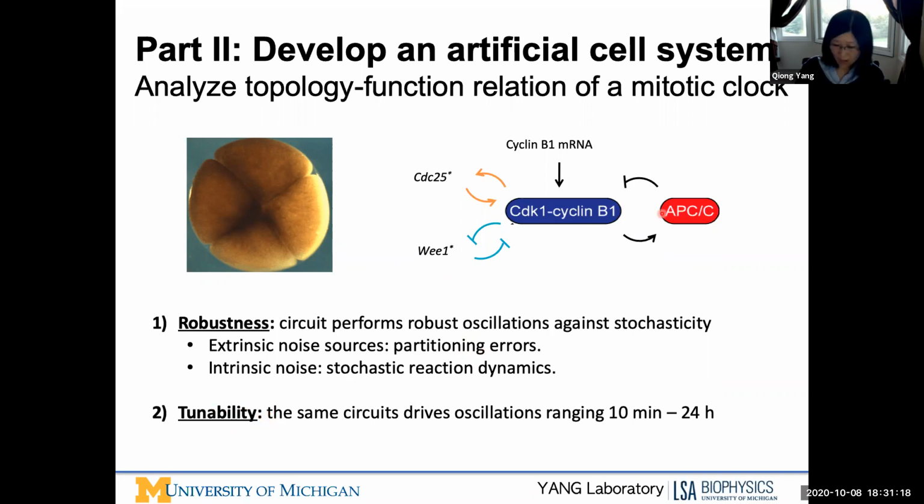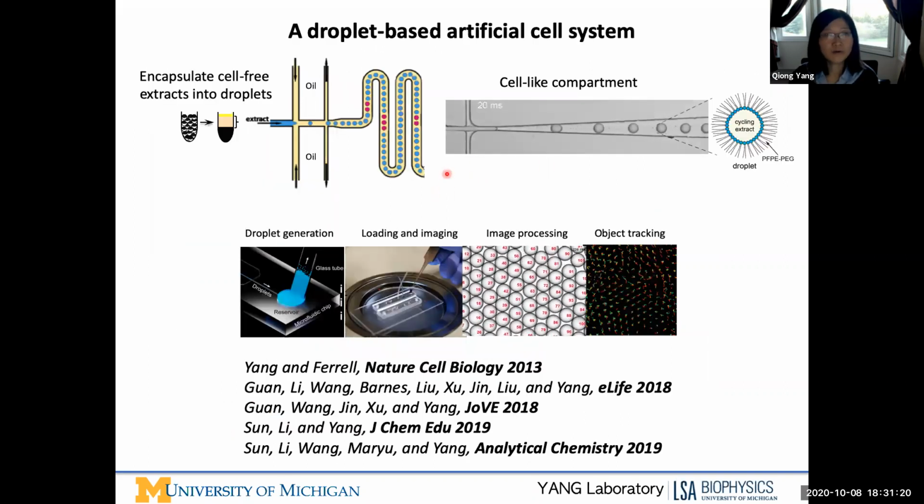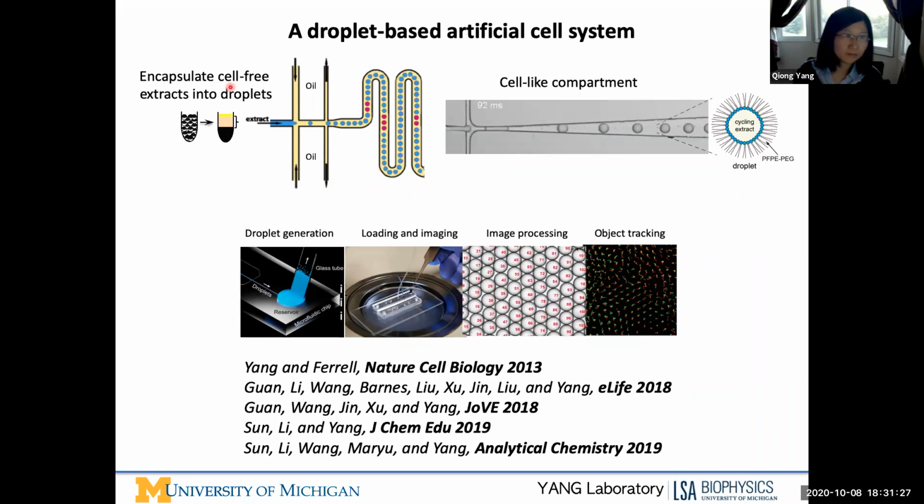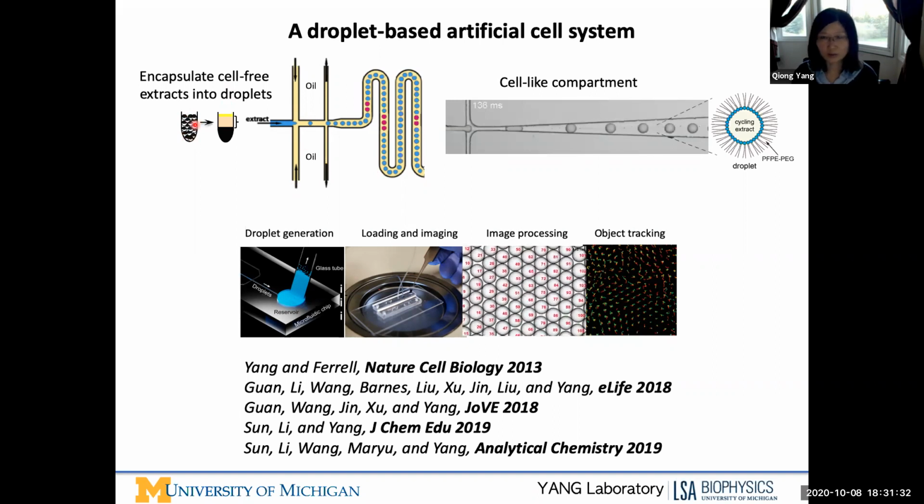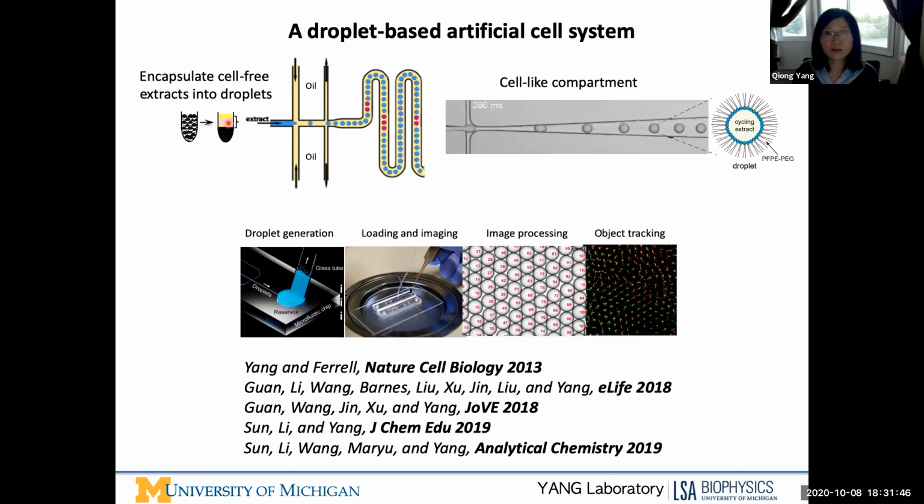What we are doing here in our lab is developing an artificial cell system by using a microfluidic chamber. We group all these embryos that I showed at the beginning from Xenopus and fractionate them into different fractions. In the middle is a cytosolic portion, which contains all these molecules, such as the proteins and mRNAs that can reconstitute the clock.